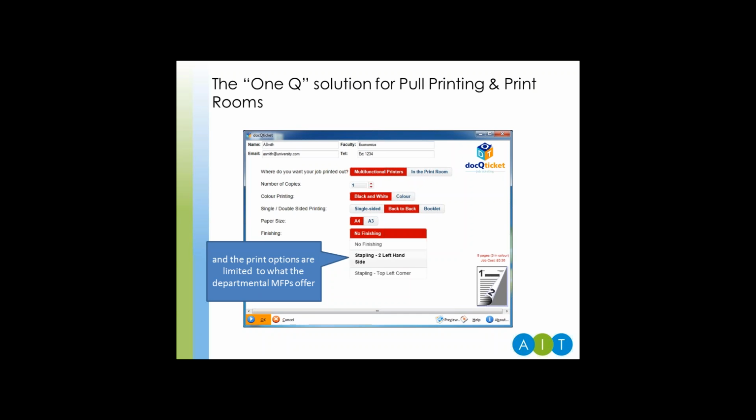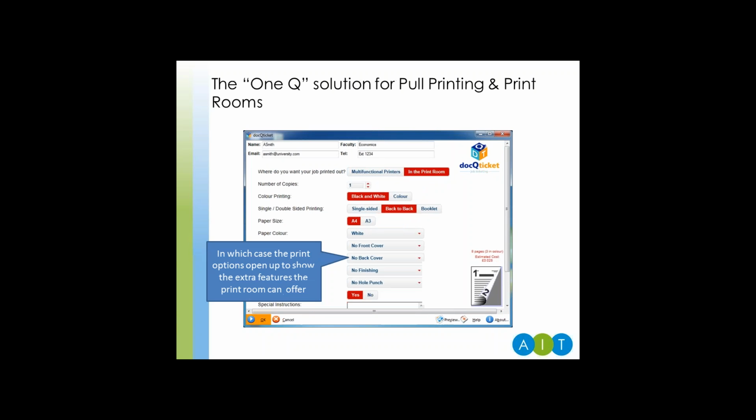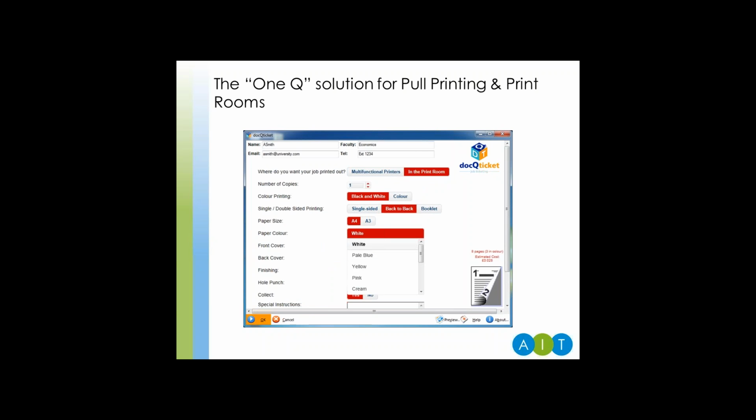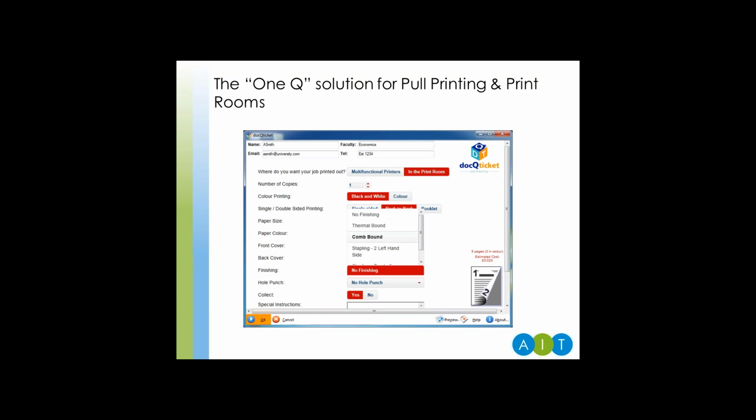They can select the relevant finishing options. As mentioned before, we're only showing the options available to those devices in question. They can also select to send the job to the print room. If they select the print room option, then you automatically see additional options popping up within the job ticket. You configure these options based on what is available within the print room department. You can select from drop-down lists, such as your paper colour, whether you want front and back colours, and various finishing options such as hole punching, stapling, binding and all your usual print room options.